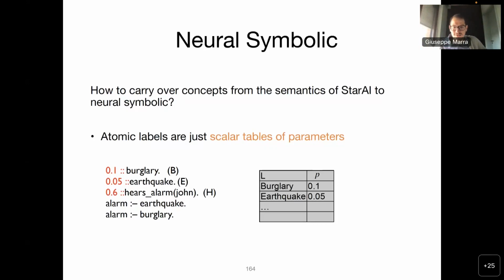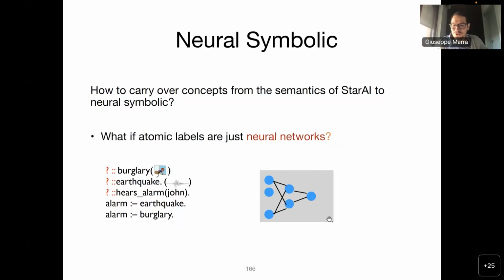However, suppose that you have much more complex neurosymbolic programs, where instead of just constants you have things represented as images. Can you still provide a single scalar value for all the images? Of course, this is not possible or feasible anymore. Well, we can reparameterize the circuit, and instead of having scalar parameters, we have neural networks as parameters of this circuit.